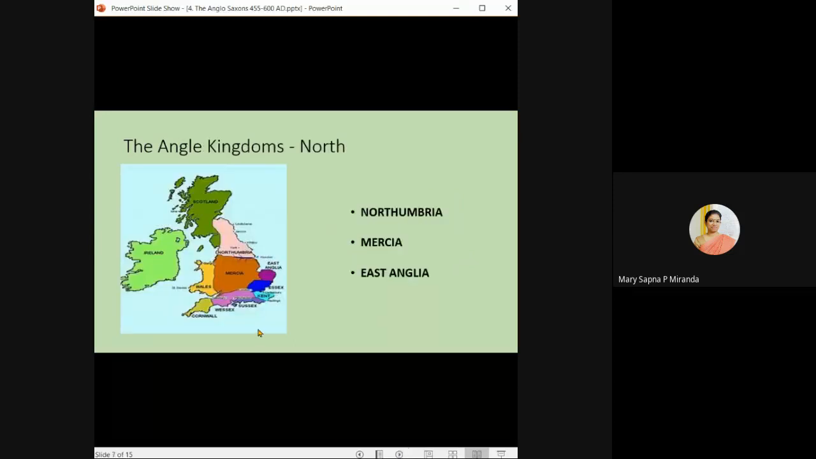So these are the Angle kingdoms here, the Angle kingdoms towards the north. So you have Northumbria. This is Mercia, which is the biggest kingdom. Northumbria is also big. Northumbria, Mercia, and this corner towards the east is East Anglia. So these are the Angle kingdoms up north of Britain. So half of Britain, the whole northern region, was occupied by the Angles, the southern region by the Saxons, and one small corner, Kent, was occupied by the Jutes.